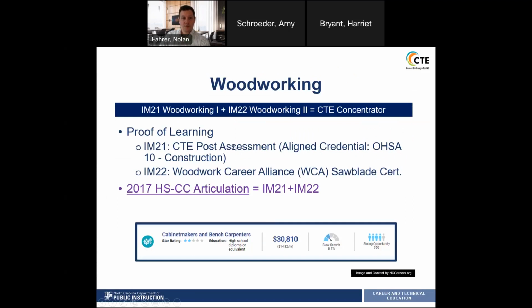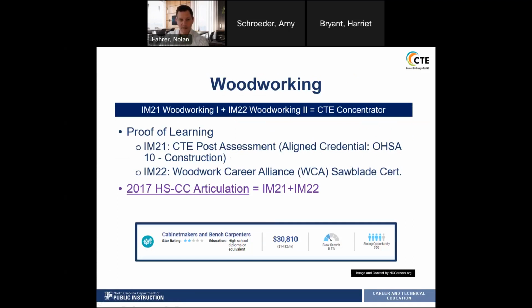For our first course, this is my only course that still has a CT post-assessment, but it does align with an OSHA 10 construction. So that's a really great credential for students to get as a baseline. If they get a job, they can show that they have the basic elements of understanding when it comes to safety, and that shows direct employment or employability right away.